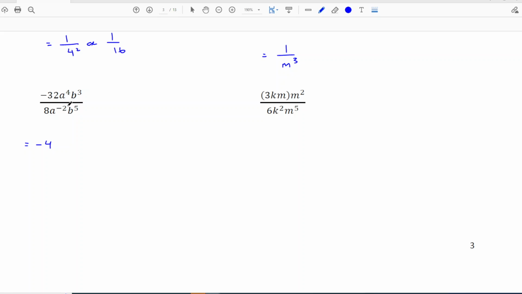So then I look at the fact that I'm going to divide. I have negative 32 divided by 8 is negative 4. Then I have a to the 4 divided by a to the negative 2. When dividing powers with the same base, I subtract the exponents. And same thing with the b. And you end up with negative 4 times a to the 4 plus 2, which is 6, and then b to the 3 minus 5, which is negative 2. Then you always want to answer with positive exponents. So we're going to move this b to the bottom, and we get negative 4a to the 6 over b squared. And that would be my final answer.